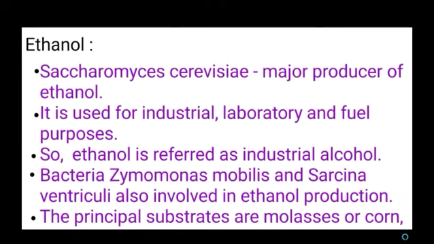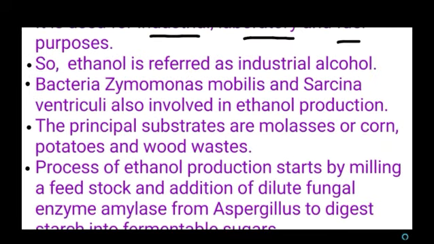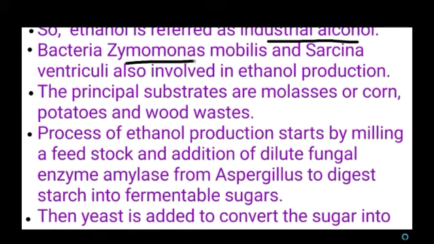So Saccharomyces cerevisiae, this yeast is the major producer of ethanol, and ethanol is used for industrial, laboratory and fuel purposes. So ethanol is referred to as industrial alcohol, and the bacteria Zymomonas mobilis and Sarcina ventriculi are also used to produce ethanol. The principal substrate for the production of ethanol is molasses or corn. Along with that, they will add potatoes and wood waste.